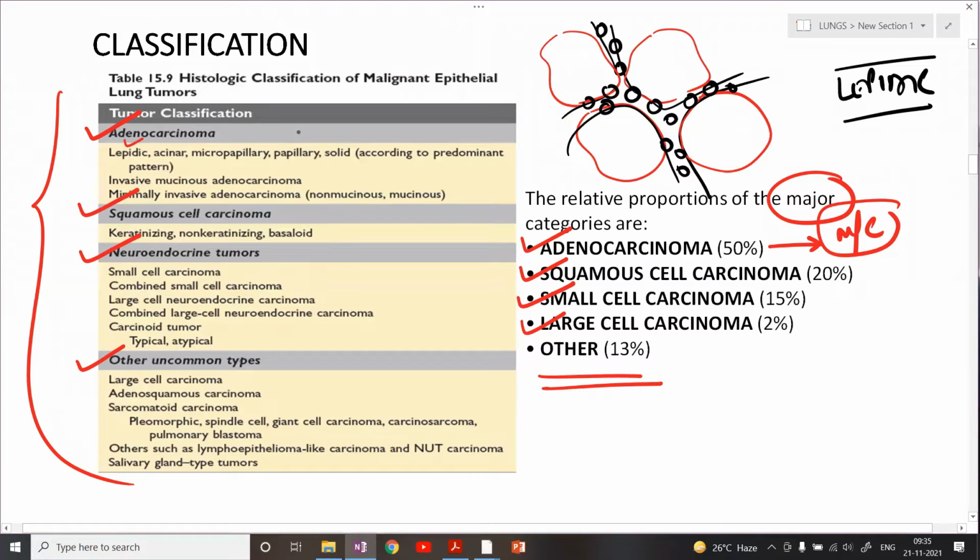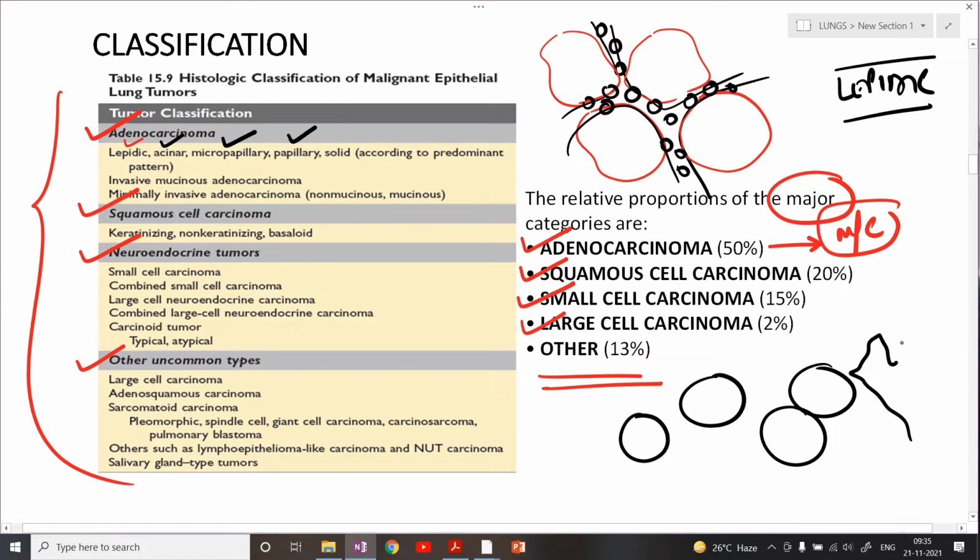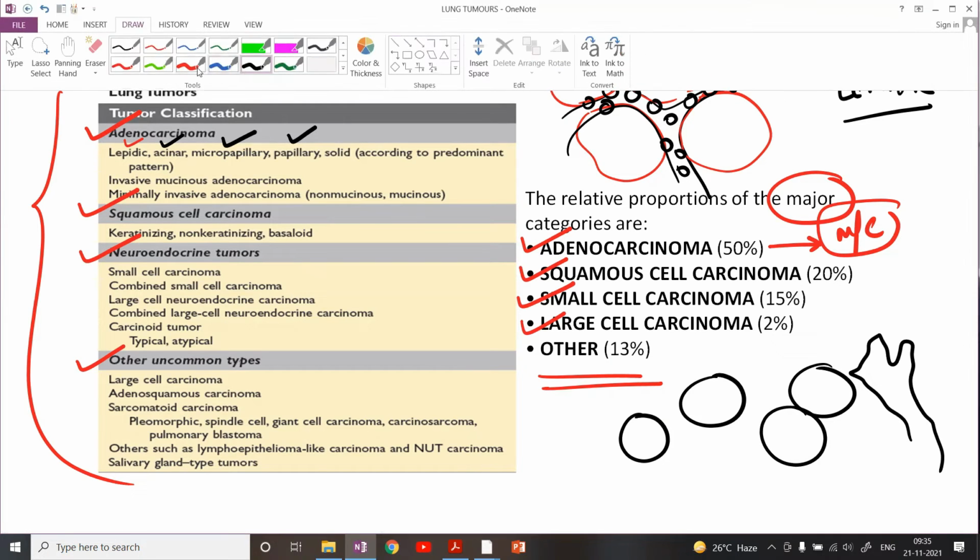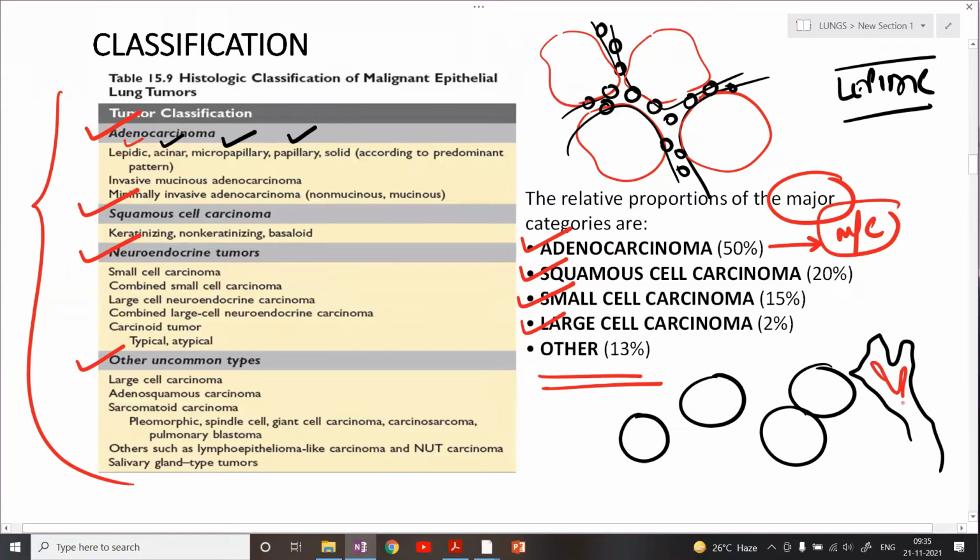Is it clear? Acinar means when the adenocarcinomas are forming glands. Then there is micropapillary and papillary. Papilla means you have a papilla with a fibrovascular core, and you have papillary structures. This papillary structure can either be big like this, or there can be small papillary structures like this. So it can either be micropapillary or papillary.